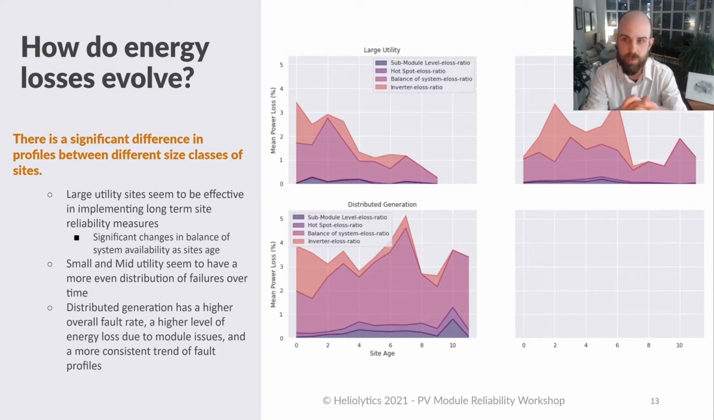For the small utility sites, it looks more steady throughout the time, more evenly balanced, and it doesn't seem to be a significant progression. And where we're seeing the larger amount of this progression of failures over time is in the distributed generation sites, where we're seeing an increase in balance of plant failures and in module level, submodule, and hotspot level failures.